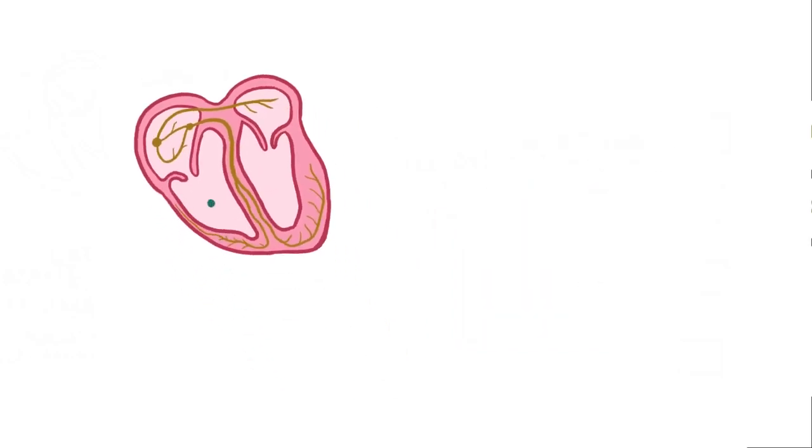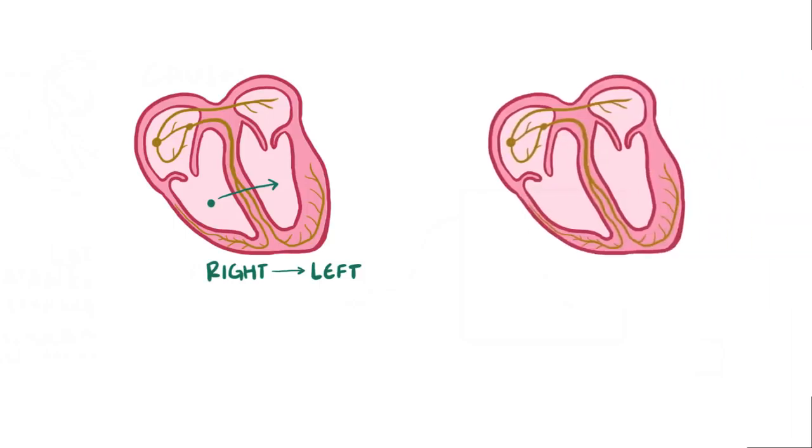If the ectopic focus originates in the right ventricle, the wave will depolarize the right ventricle first and then the left ventricle, and this produces a QRS complex that looks like a left bundle branch block. If the ectopic focus originates in the left ventricle, the wave will depolarize the left ventricle first and then the right ventricle, which produces a QRS complex that looks like a right bundle branch block.